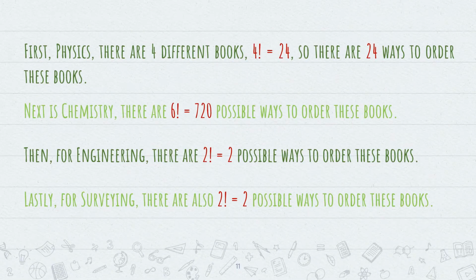First, physics. There are 4 different books. 4 factorial is equal to 24. So there are 24 ways to order these books. Next is chemistry. 6 factorial is equal to 720 possible ways to order these books. Then for engineering, 2 factorial is equal to 2 possible ways to order these books. Lastly, for surveying, there are also 2 factorial is equal to 2 possible ways to order these books.